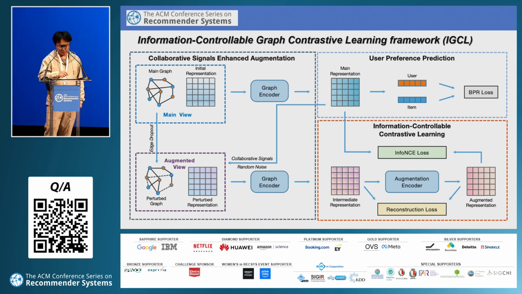And the third part of this framework is the user preference prediction part. This part uses the augmented and the original views to generate the representations for users and items, and uses the inner product to produce the preference scores for users to make accurate recommendations.